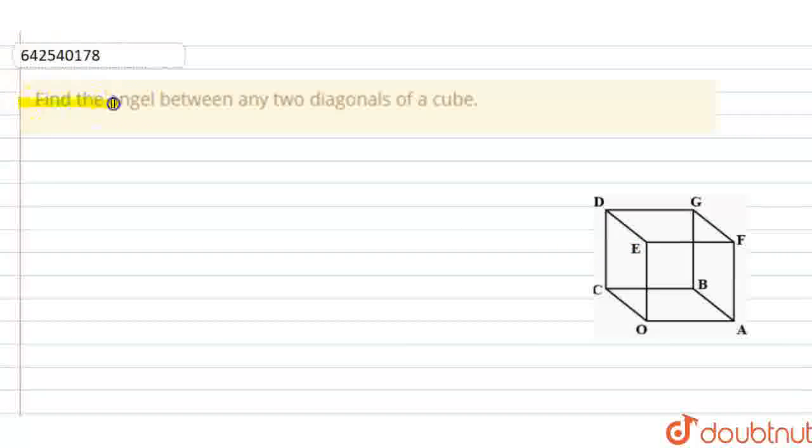Hi there, today our question is to find the angle between any two diagonals of a cube. So let us consider a cube first. In this figure you can see that we have a cube with O at the origin, where the coordinates are 0, 0, 0.